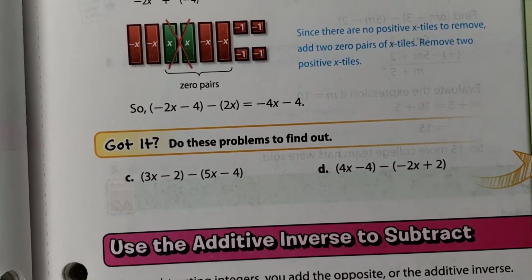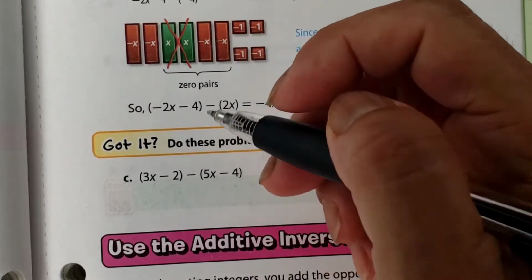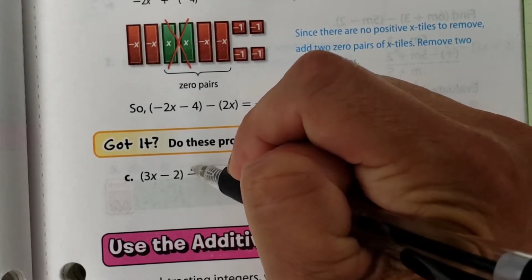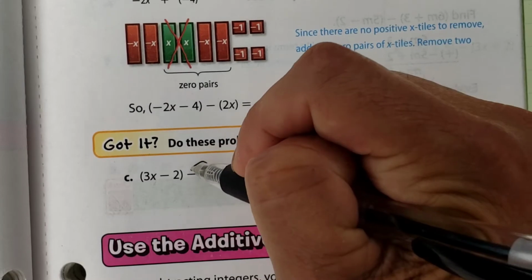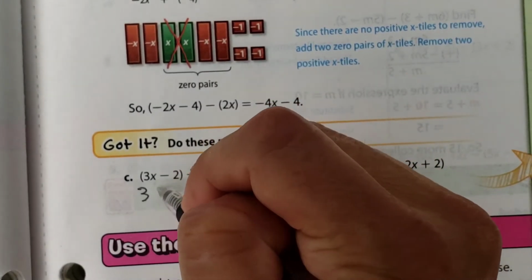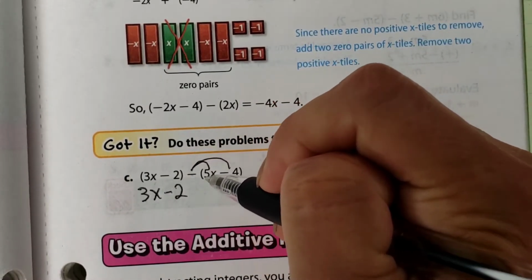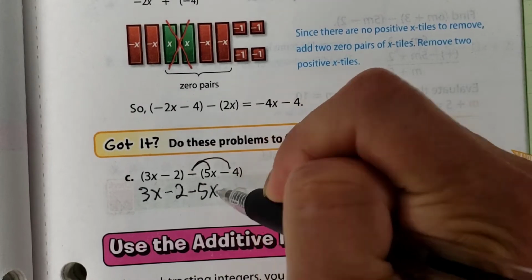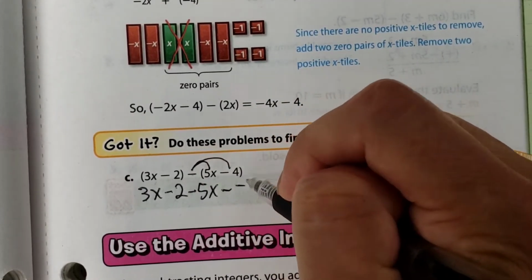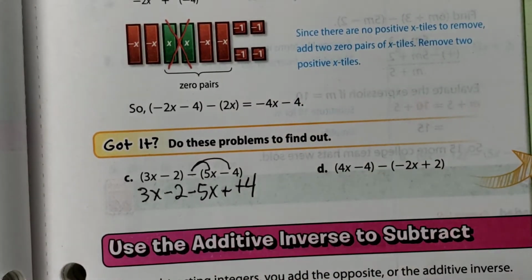Here's problem C. So going with that distributive type method, this minus or negative gets distributed to the 5x, and it gets distributed to the negative 4. So I'm going to rewrite my problem. 3x minus 2 minus, or negative, 5x. We know that's the same thing. And then minus my negative 4. That really becomes plus 4.